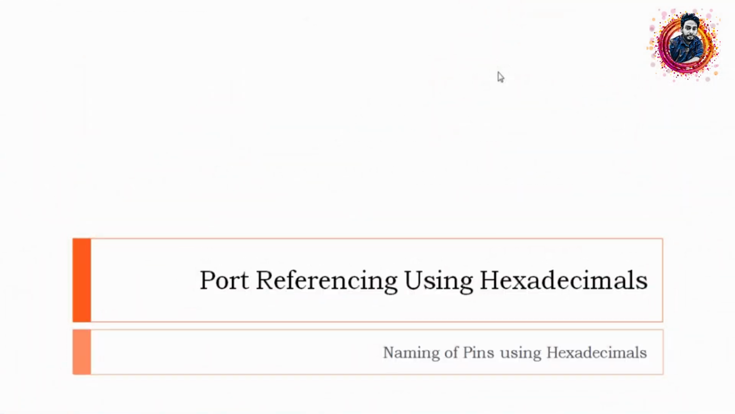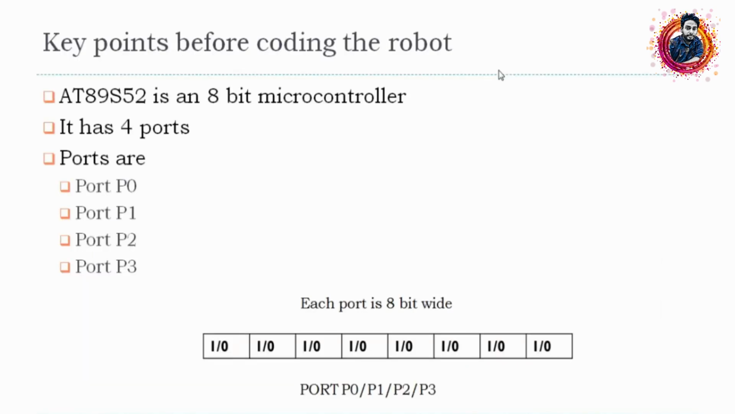In the previous video, you were introduced to the hexadecimal number system. In this video, you will learn to denote the pins and ports of a microcontroller using hexadecimal numbers. As you have learned earlier, the microcontroller that you're using has 4 ports: P0, P1, P2 and P3. Each port has 8 pins. Each pin is a digital pin with input and output function. This means that each pin can receive an input or give an output in the form of 0 or 1.